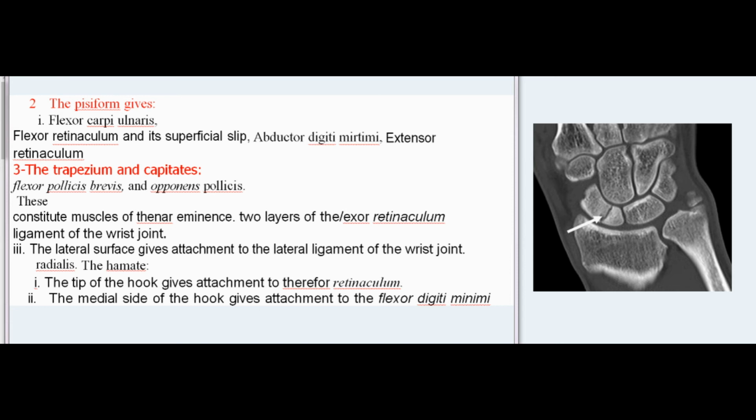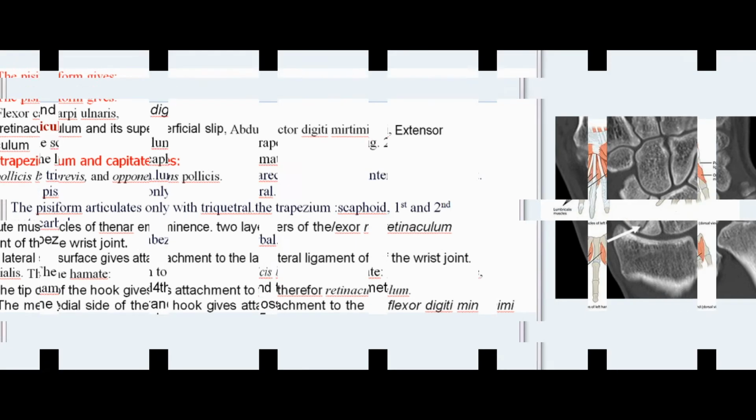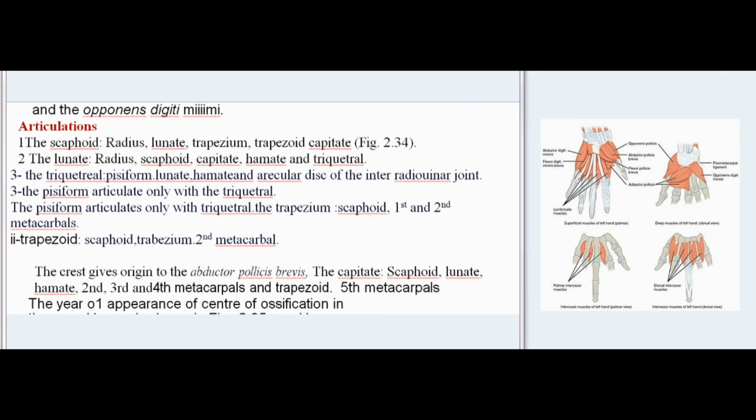2. Layers of the flexor retinaculum, ligament of the wrist joint. 3. The lateral surface gives attachment to the lateral ligament of the wrist joint, radialis. The hamate: the tip of the hook gives attachment to the flexor retinaculum. The medial side of the hook gives attachment to the flexor digiti minimi and the opponens digiti minimi.